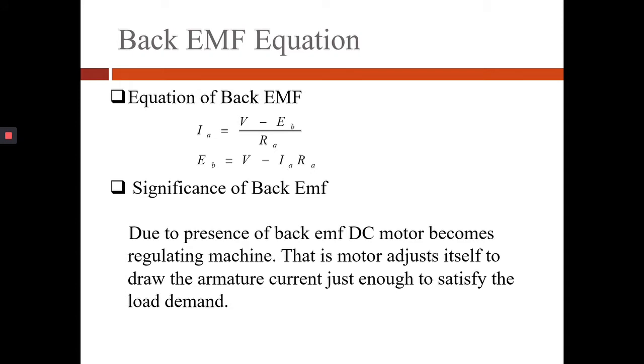Now we'll see back EMF equation. Equation of back EMF is given as IA equal to V minus EB divided by RA. That's why back EMF EB equal to V minus IA RA.